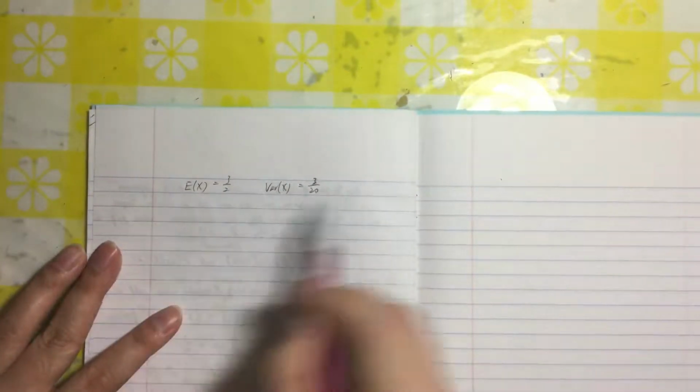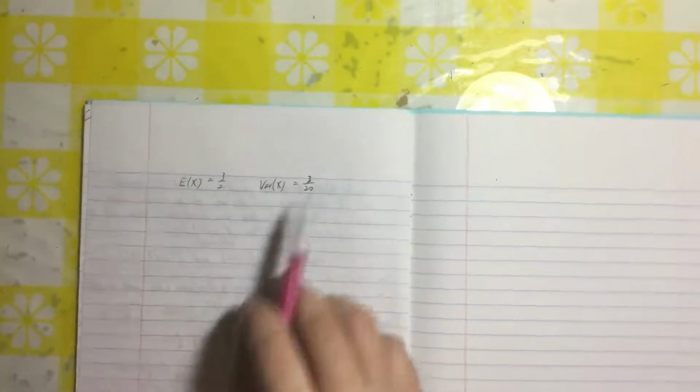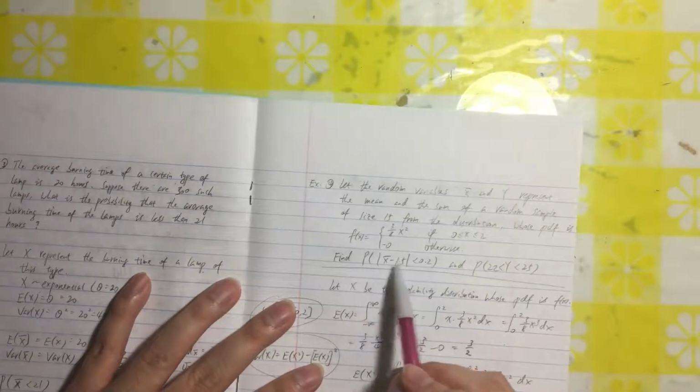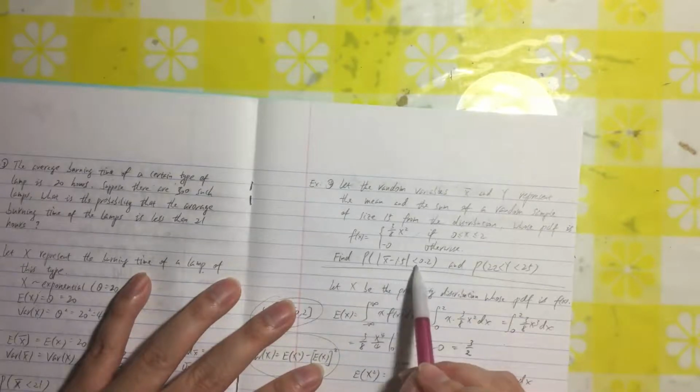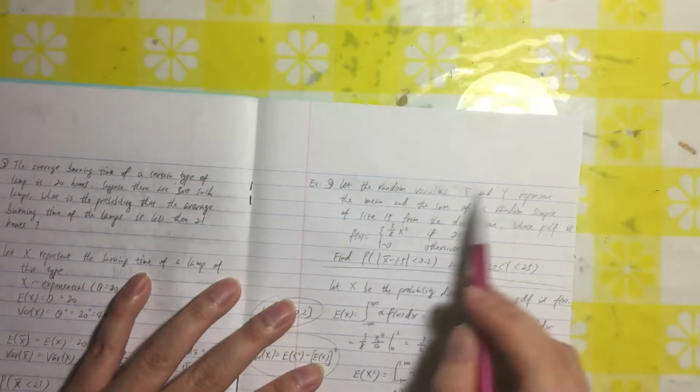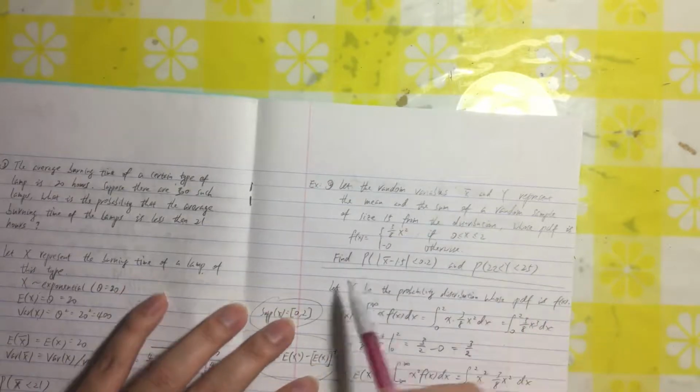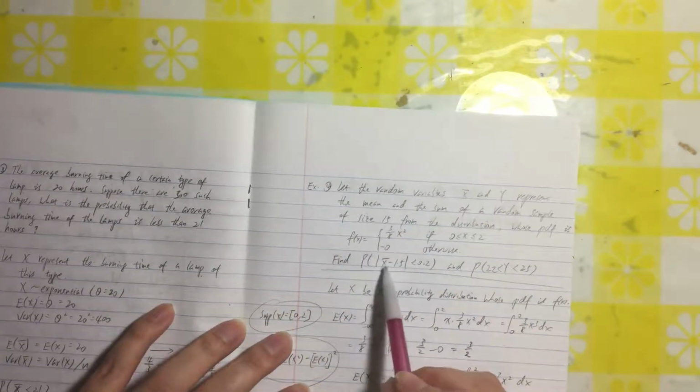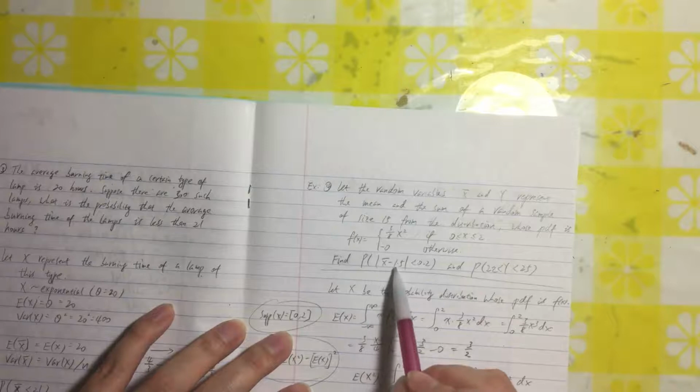Let's then get back to the problem. Now next, let's answer the question. Let's find the first probability here. Find the probability that the absolute value of S bar minus 1.5 is less than 0.2. Here S bar represents the mean of the sample.